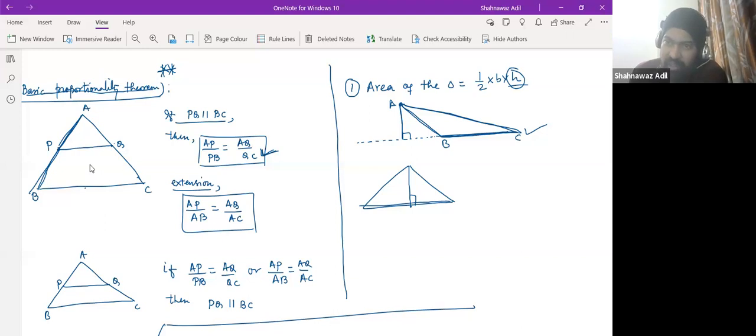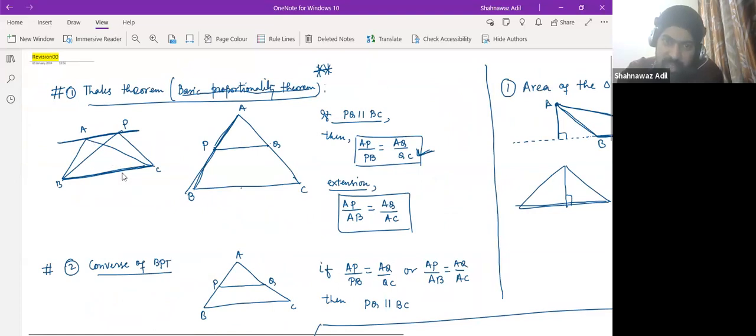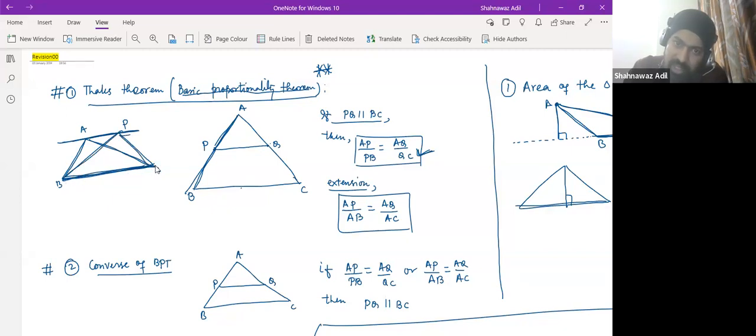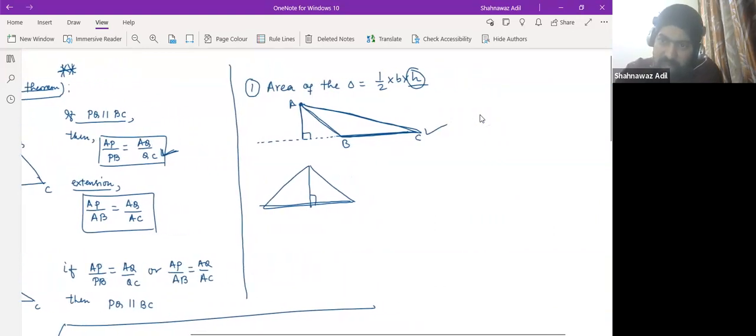The other thing we have to understand is the property that triangles on the same base and between the same parallels have equal area. ABC has a base BC, and PBC has a base BC, and this is between AP and BC. So these two things we have to remember, and now let us understand the proof.